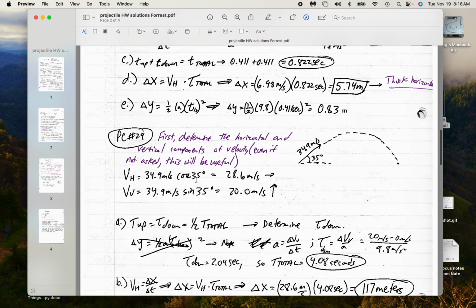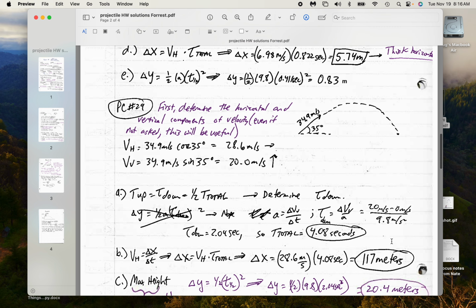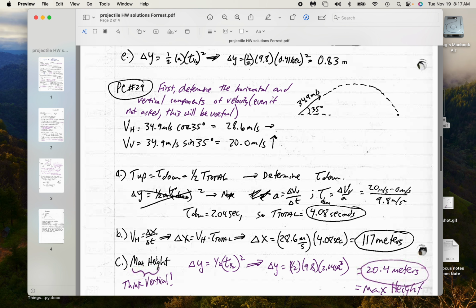So even though it didn't ask it, I'm going to get the horizontal and vertical components, and I'm going to find half the total time by using a version of this formula. Hey, I didn't screw it up. So I'll think of the time down as change in vertical velocity over acceleration. That gives me 2.04 seconds. The total time is 4.08 seconds, because time up plus time down equals the total.